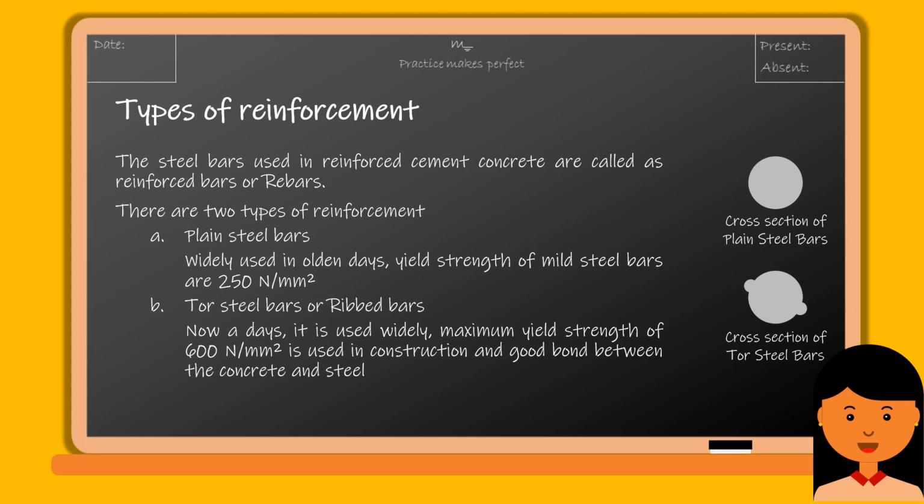Tor steel bars, or ribbed bars. Nowadays, it is widely used. A maximum yield strength of 600 Newton per millimeter square is used in Indian construction, and there is a good bond between the concrete and steel. The ribs are present over the surface of the steel, throughout the length of the steel bars. This type of steel is suggested for all kinds of high-rise buildings.